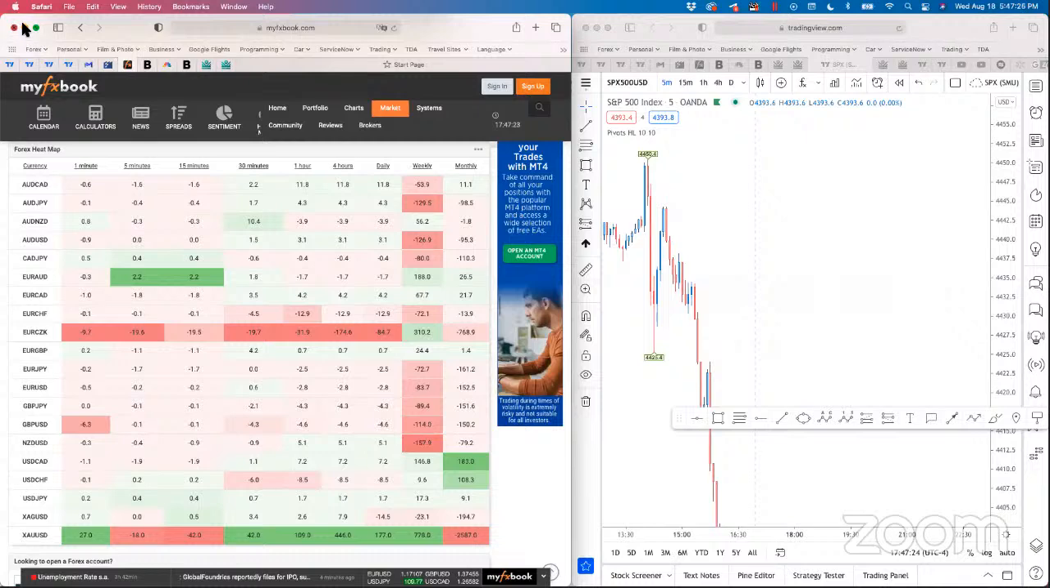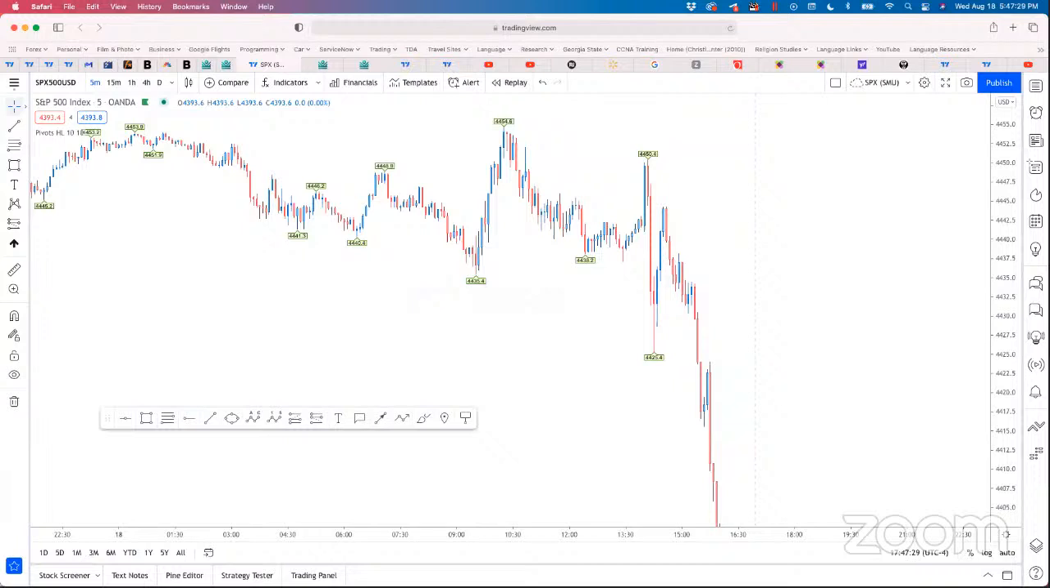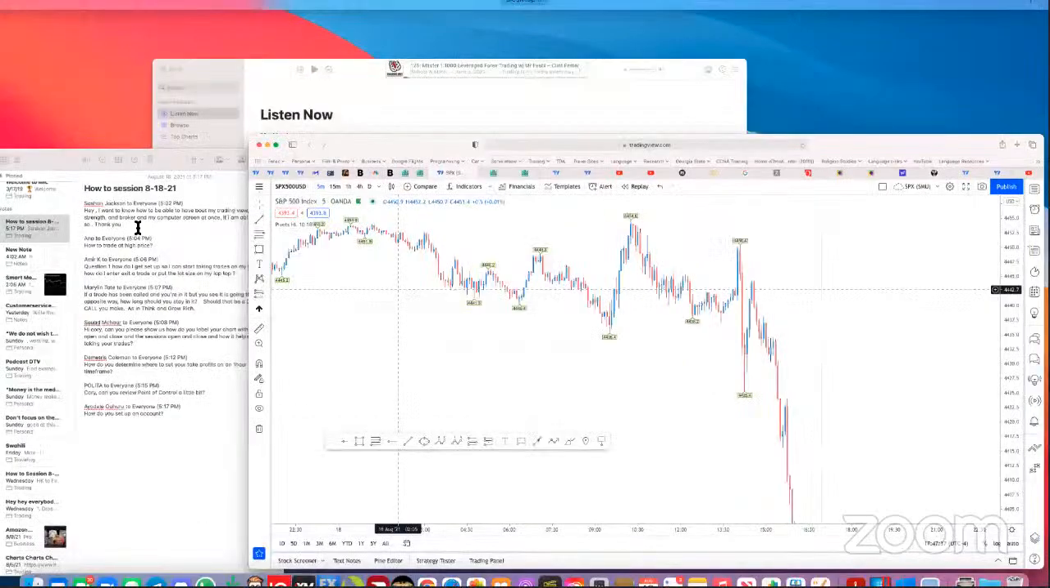Yeah, that's probably it, or just try to get multiple screens. That's how I trade. I have my laptop and then two other screens. So that was the easy one.